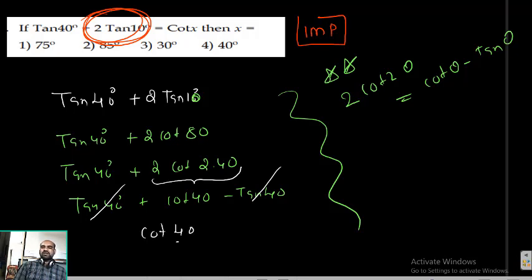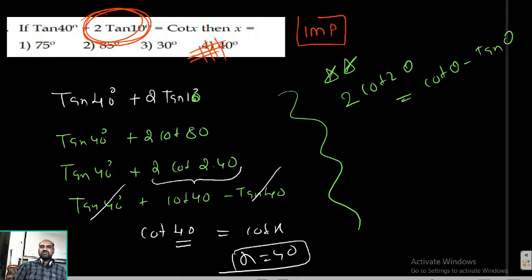Okay, now comparing that, cot 40 equals cot x. Directly I can say that x equals 40. So my answer is 40. Option 4 is correct. Important model.